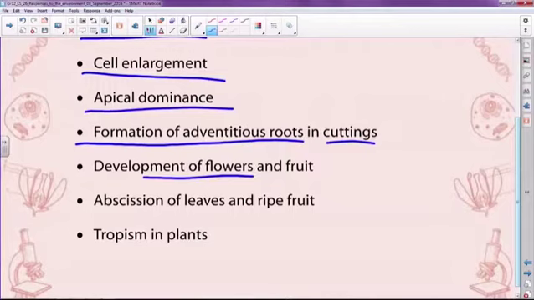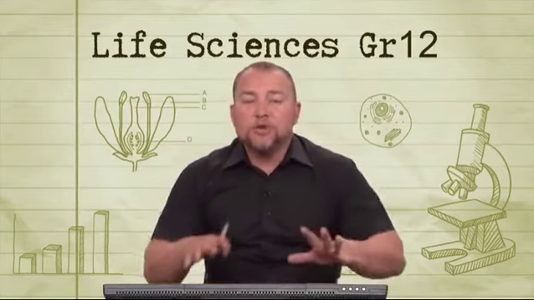Okay, next one, we're going to look at the development of flowers and fruit. Okay, we look at abscission of leaves and ripe fruit. Okay, and the last one is tropism in plants. In other words, how a plant moves. And I'm not talking about where you see a plant picking its legs up out of the ground, which are the roots, and running around. I'm not talking about that type of movement. I'm talking about how a plant grows according to light or gravity, right? So light, gravity, or water. Okay, so those are the things that we're having a look at when it comes to auxin.